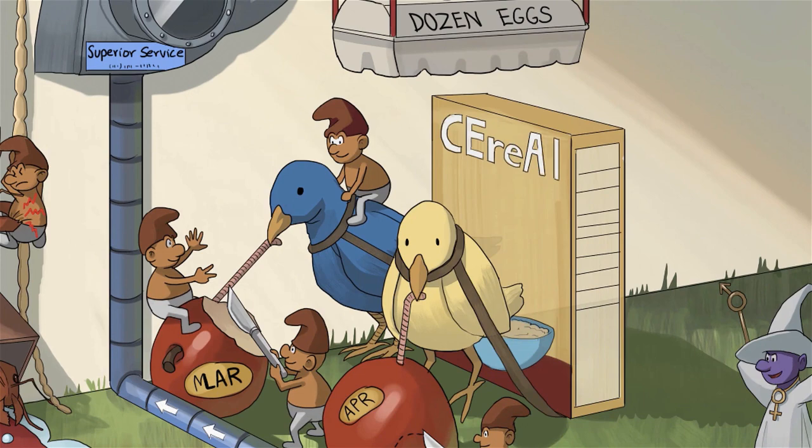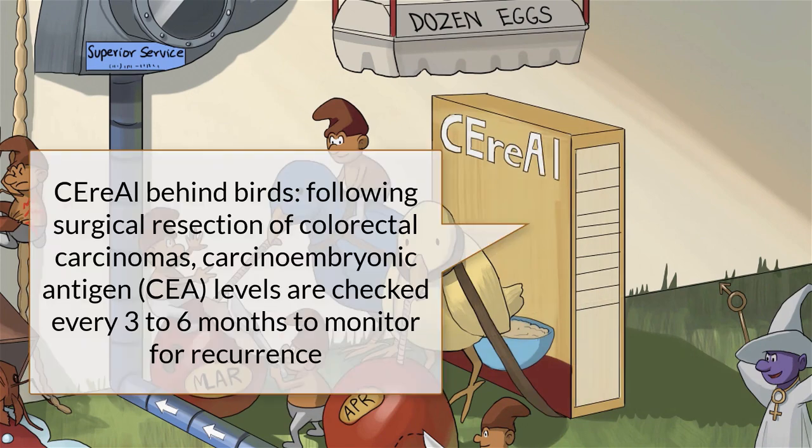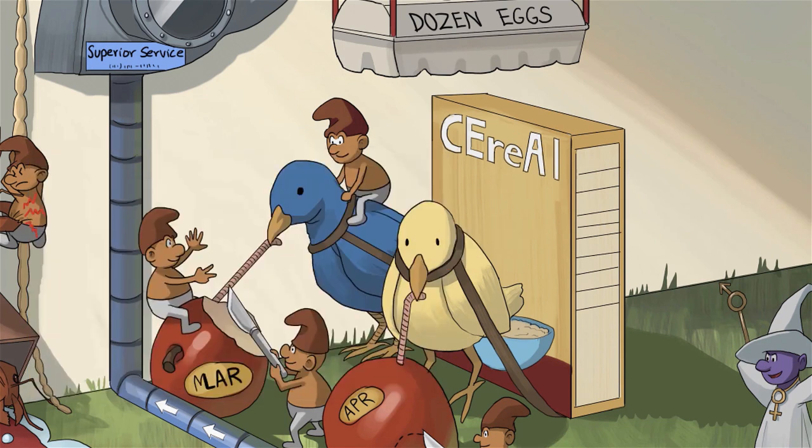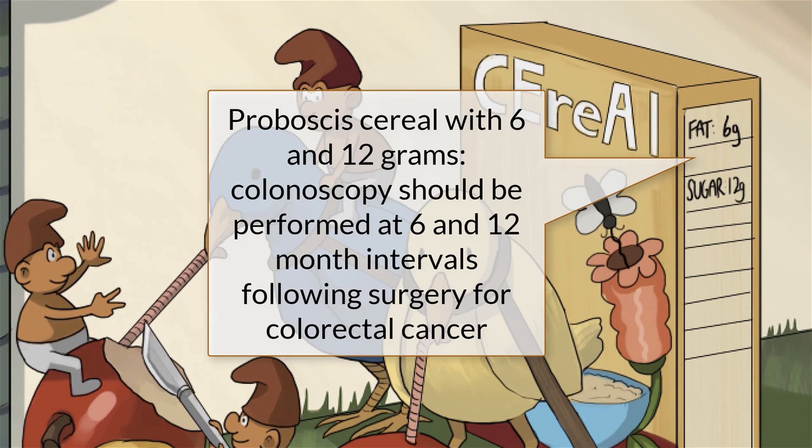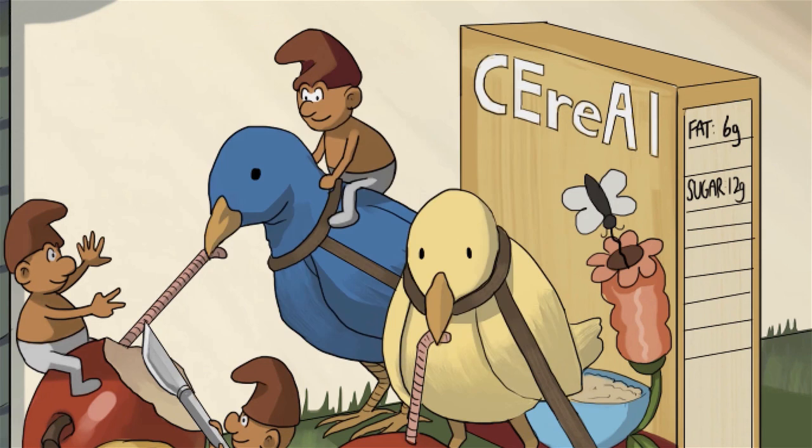As with colon cancers, CEA levels are obtained every 3 to 6 months following resection of a rectal adenocarcinoma, with colonoscopy performed at 6 to 12-month intervals as well. That pretty much sums up rectal cancer. Keep an eye on those key differences between colon cancer and rectal cancer.